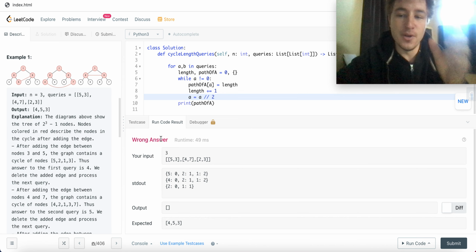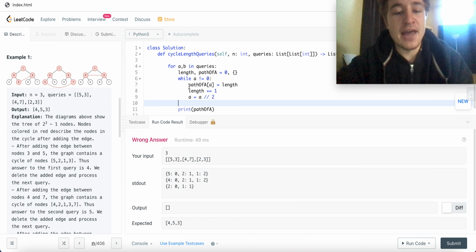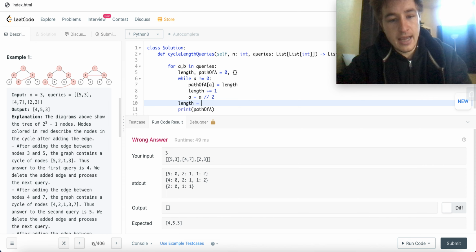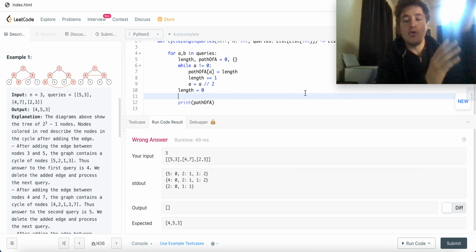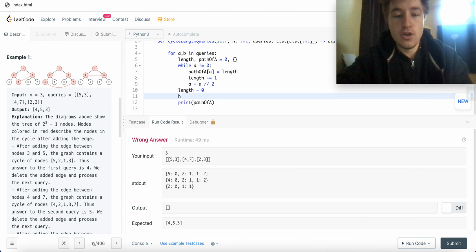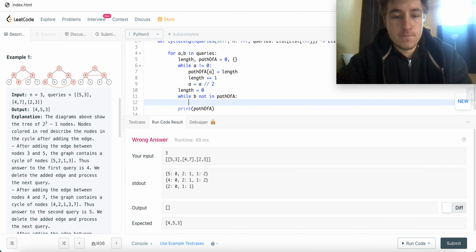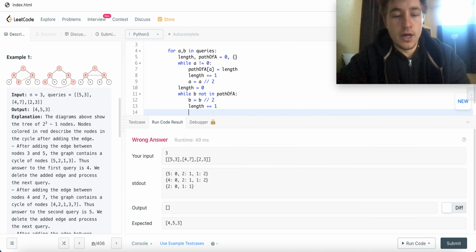There's probably a little bit of a tweak to make this a bit more efficient, but I'm not concerned about it. So we'll find the path of A to the root. So we'll get that path and the length of that path. And then we'll set length to 0 again. And then we'll see how long it takes for B to go down its path and intersect with the path of A. So we'll say while B not in path of A, we'll say B equals B divided by 2 and length plus equals 1.